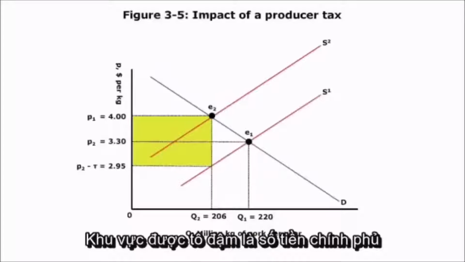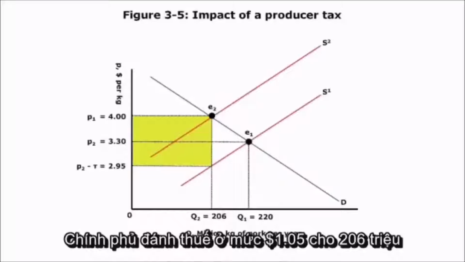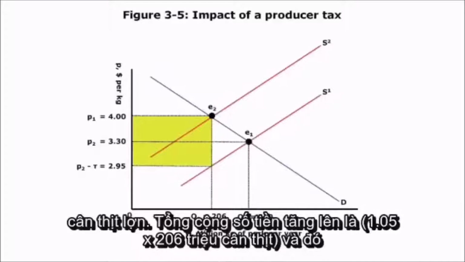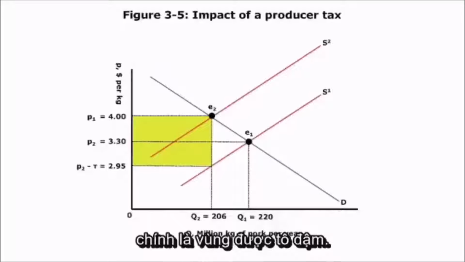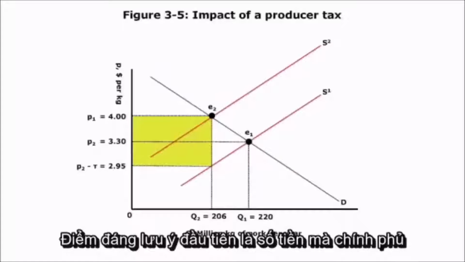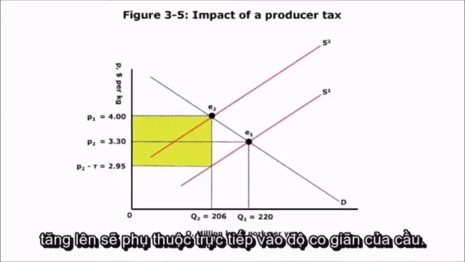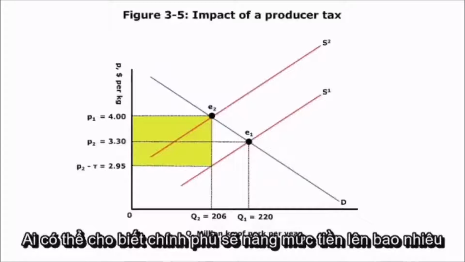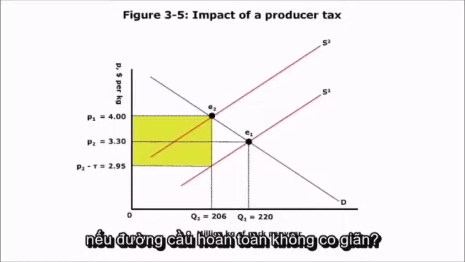What happens? Well, the shaded area is the money the government raises from its tax. The government has a tax of $1.05 at 206 million kilograms. So it raises $1.05 times 206 million kilograms, which is that shaded area. Two points to note that we'll come back to later in the semester. First point, the amount of money the government raises will depend directly on the elasticity of demand. Can anyone tell me how much money the government would raise if you had a perfectly inelastic demand?